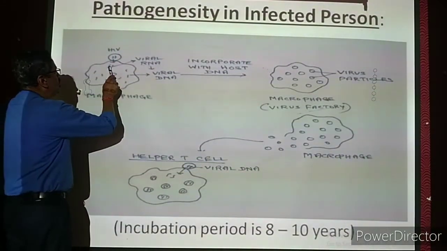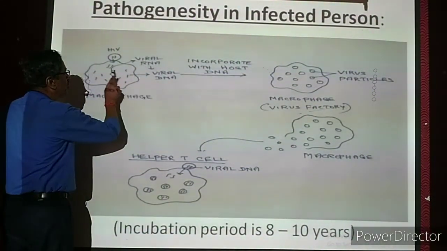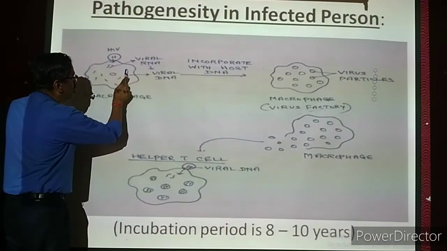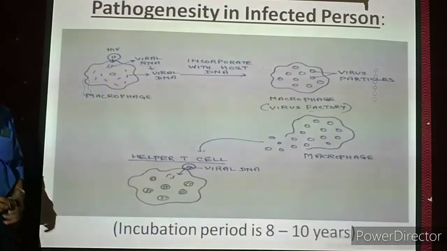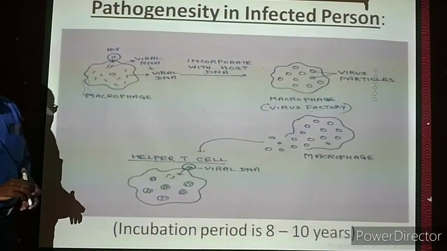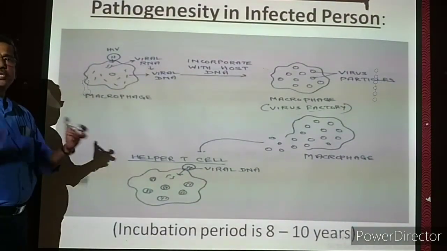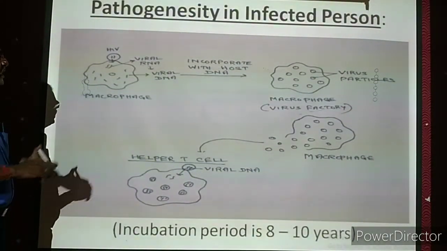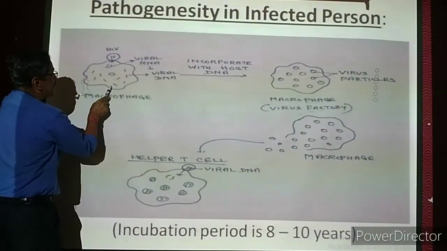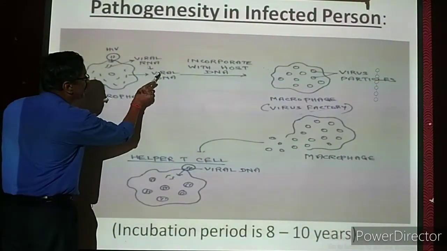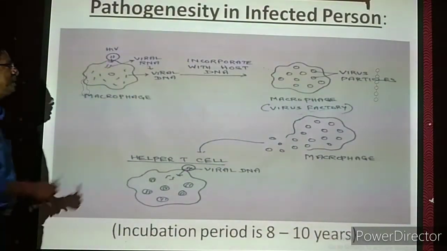Now in the cytoplasm of the macrophage, what will the viral RNA do? It will be changed into viral DNA, many copies of viral DNA. That is the property of HIV. In the human immunodeficiency virus, RNA can be changed into DNA, and DNA can be changed into RNA. So they can easily make it. The viral RNA inside the macrophage will be converted into viral DNA. An enormous number of viral DNA will be produced.